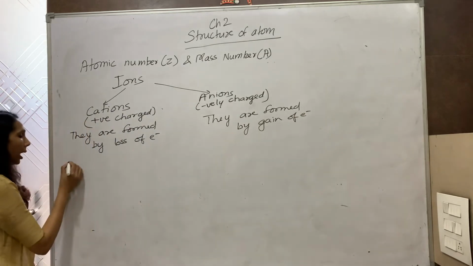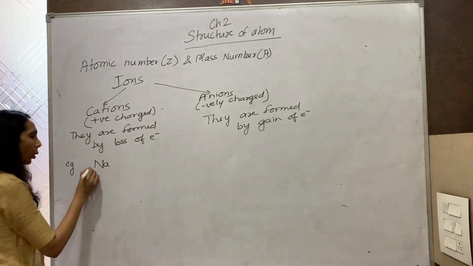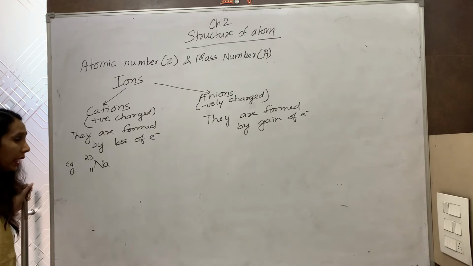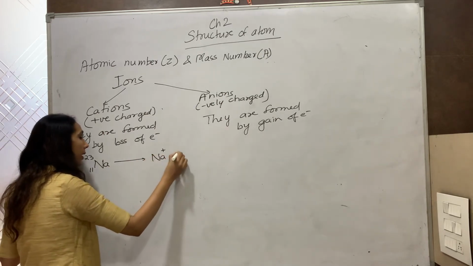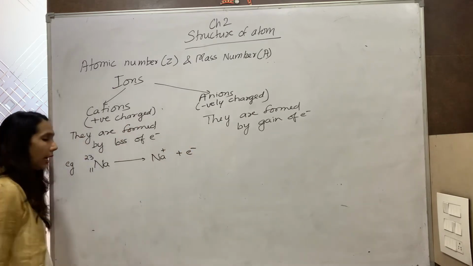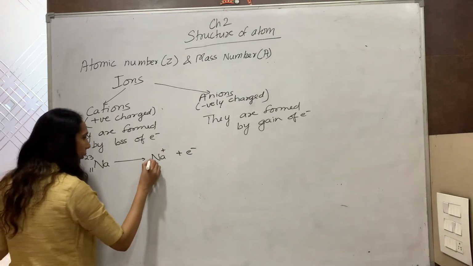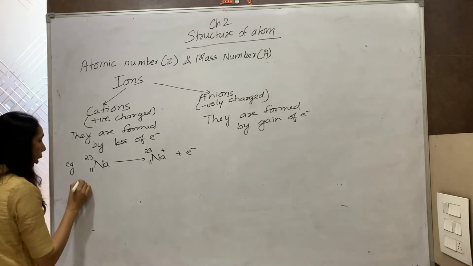Let us consider one example. Suppose I consider sodium, which is 11, 23. If it loses one electron, it will form Na positive, and this is the electron it loses. It forms a cation. One electron lost gives one positive charge. If two electrons are lost, it is 2 positive charge, then 3 positive. So it has a plus charge. I can write the same here, 11 and 23. Now I am writing all the things for it.